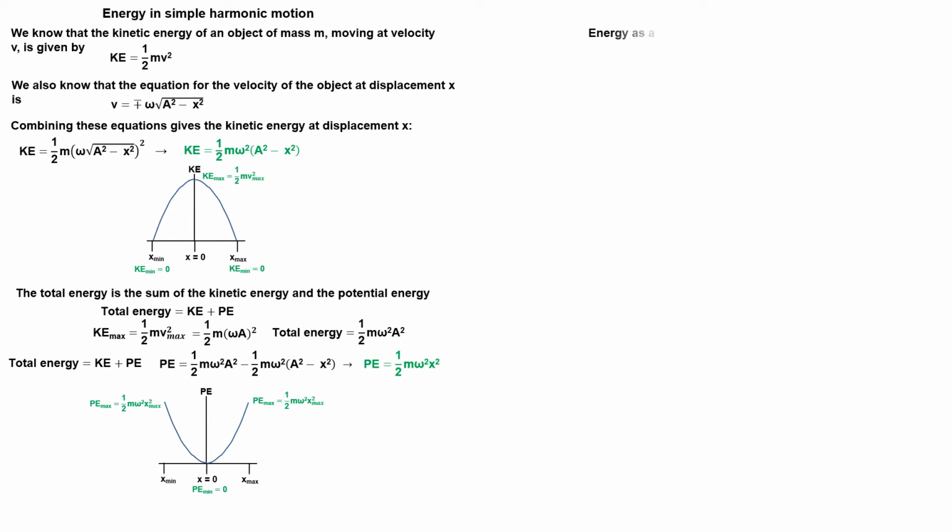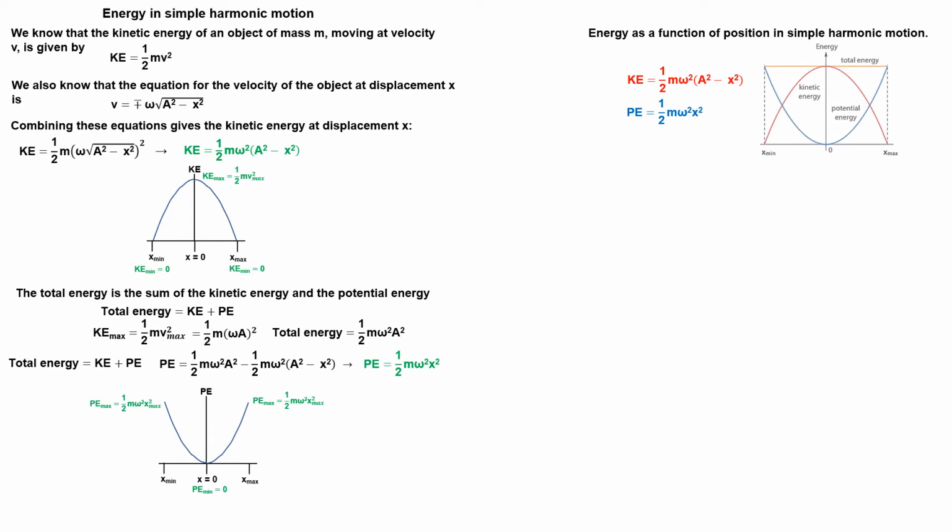The following graph shows energy as a function of position in simple harmonic motion. The variation of the potential energy and kinetic energy with displacement are both parabolas. The yellow line shows the total energy, the red the kinetic energy, and the blue the potential energy. At any position, the total energy is the sum of the kinetic energy and the potential energy, as we would expect. The horizontal line shows the total energy of the system, which is constant.